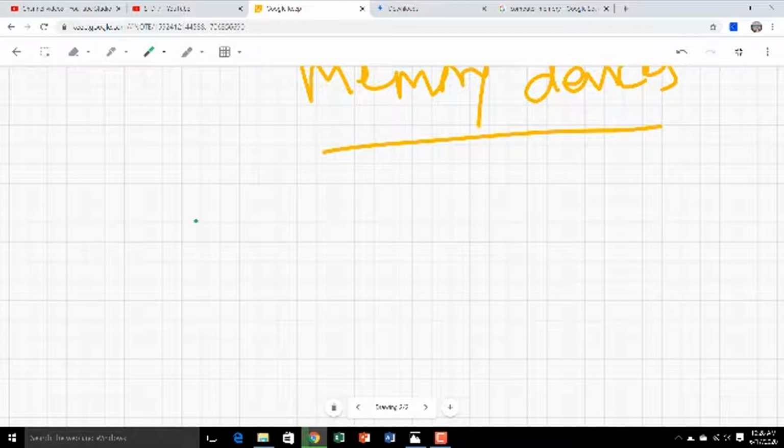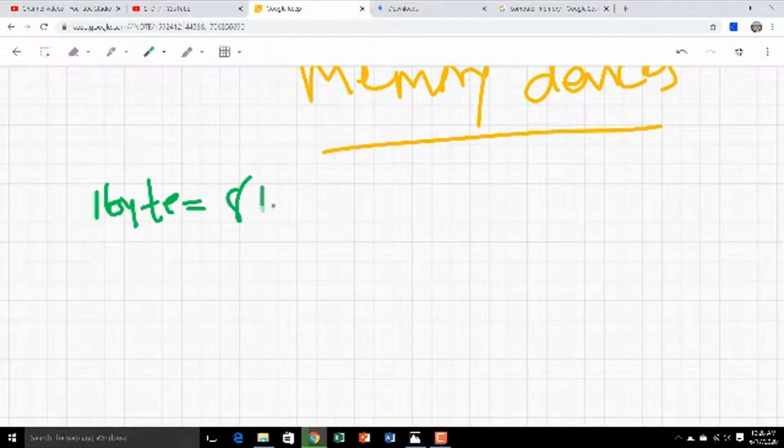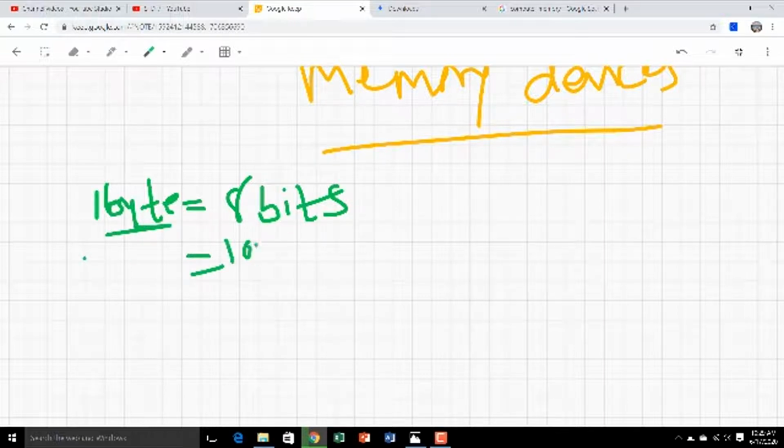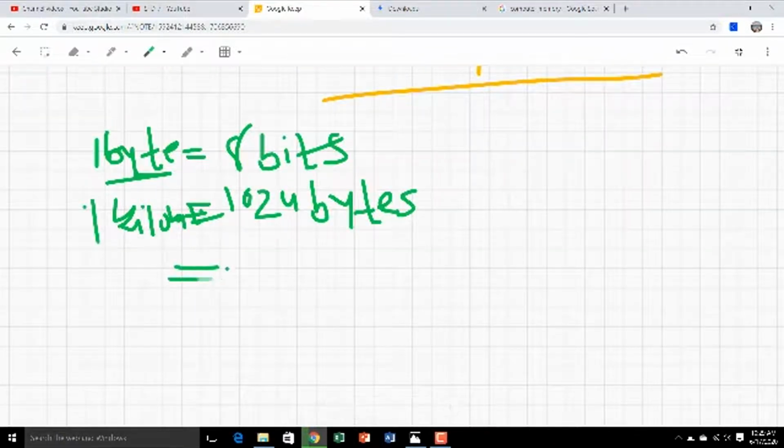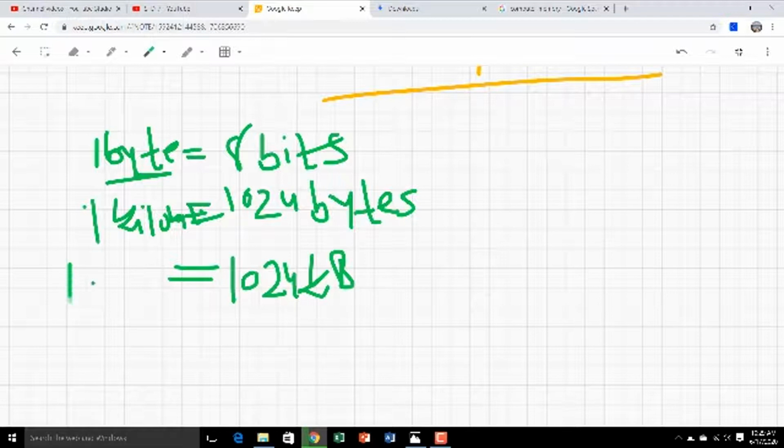There are some different storage units available. 1 byte is equal to 8 bits. 1024 bytes equal 1 kilobyte. Next, 1024 kilobytes equal 1 megabyte.